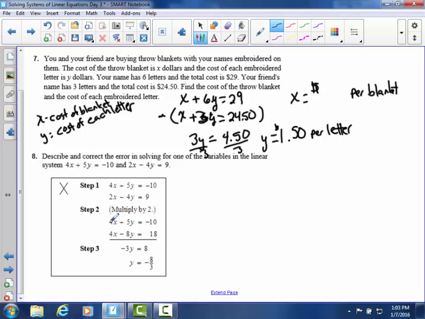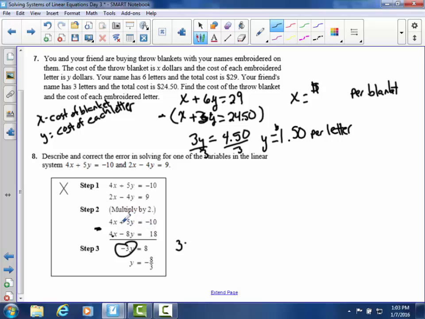Okay, and so I know that since these are the same, they should be subtracting these. 4 take away 4 is 0. That was a positive 5, so 5 take away negative 8. Oh, that wouldn't be negative 3, would it? Okay, so that's where they made their mistake. Negative 5 take away negative 8 would actually be positive 3y.